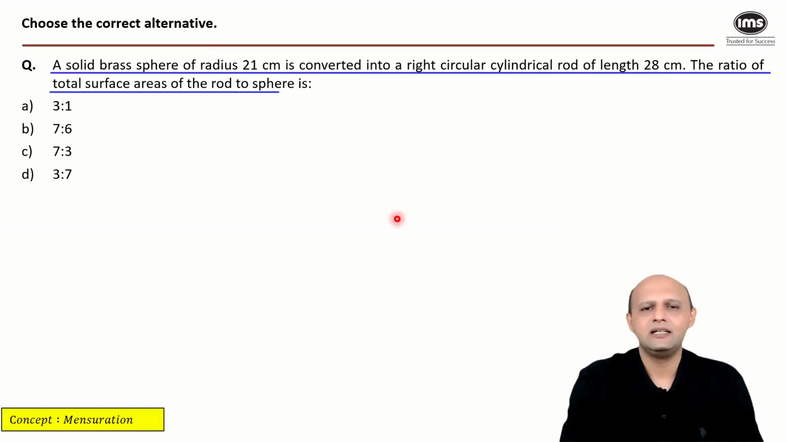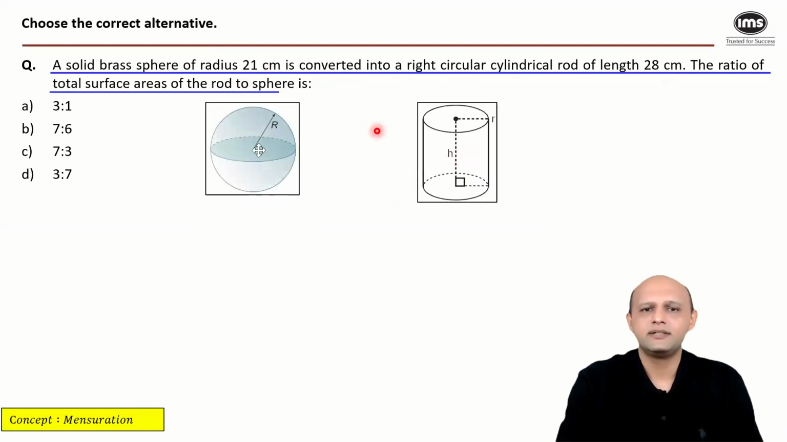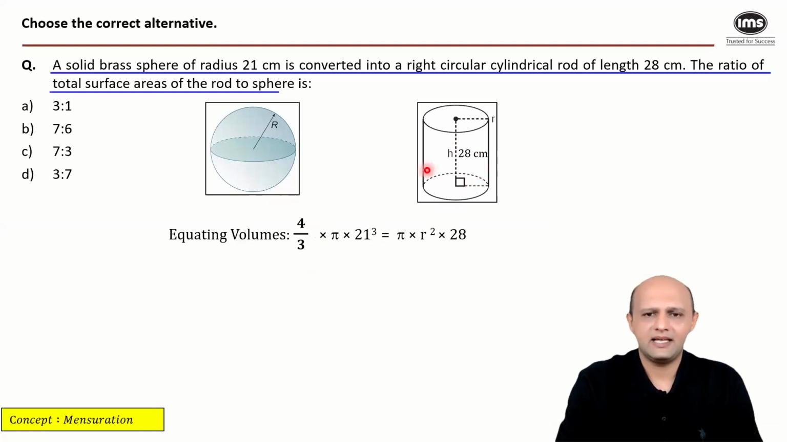Now, clearly a question on mensuration. A sphere is melted and converted to a right circular cylindrical rod. Typically, a concept of converting one object to the other. So basically, it is equating volumes. So this is 28 centimeters. If you equate both the volumes, what's the volume of a sphere? It is 4/3 pi r cube. And what's the volume of a cylinder? It is pi r square, which is the area of the base, times height, which is h.